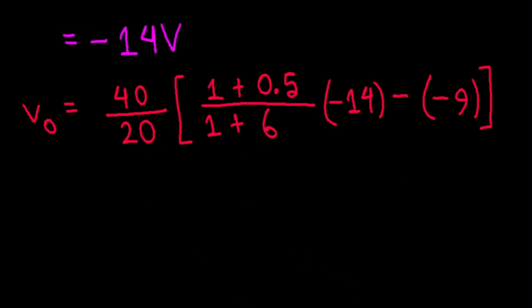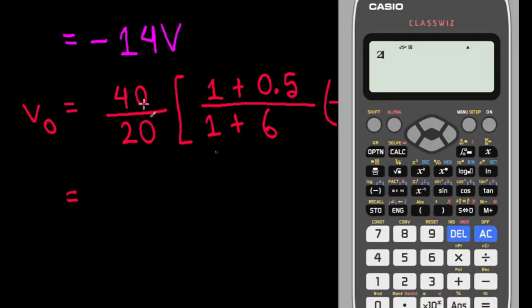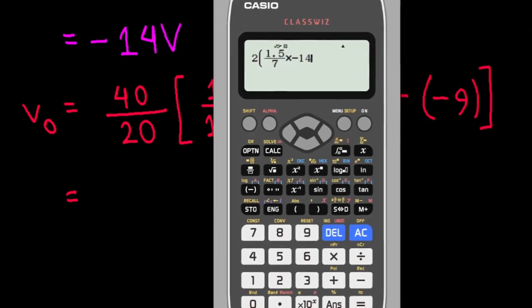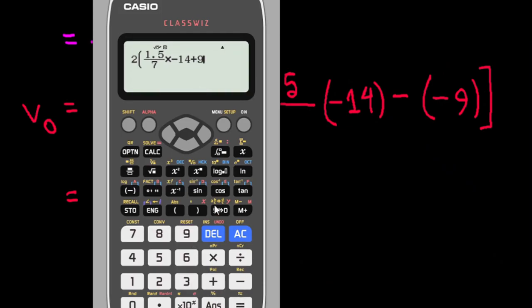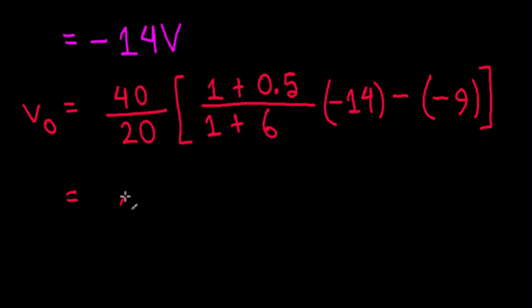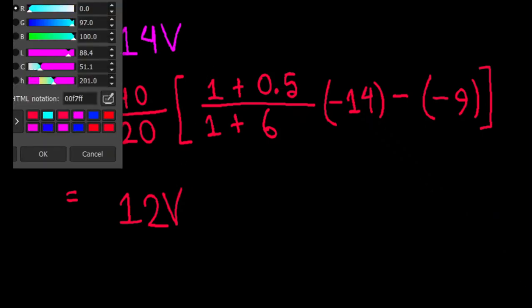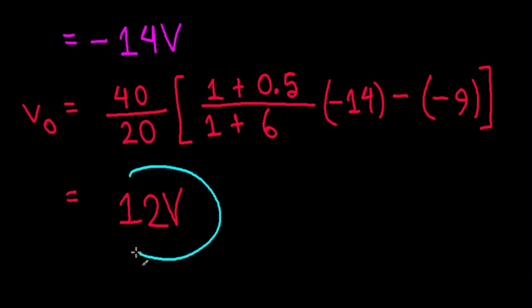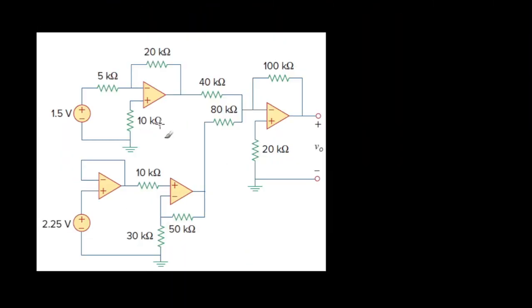Anyways, let's find the answer right here. Let's bring out our calculator. 40 by 20 is 2, multiplied by 1.5 over 7, times negative 14 minus negative 9. So that's plus 9, right? And that gives me 12 volts. All right, so the final answer: our V output is 12 volts. Pretty neat. We also did that pretty simply. So this is my answer. I think we're mostly done. I think this is the last problem.